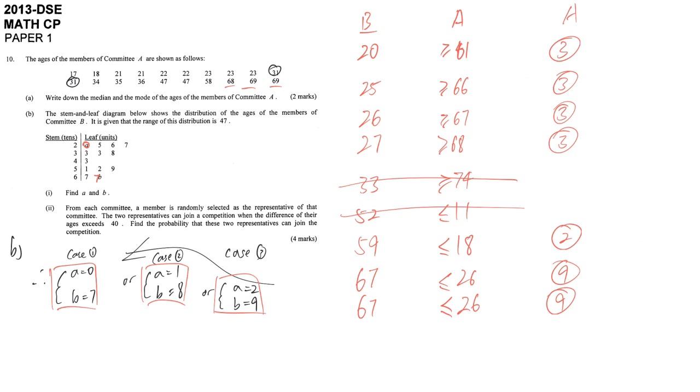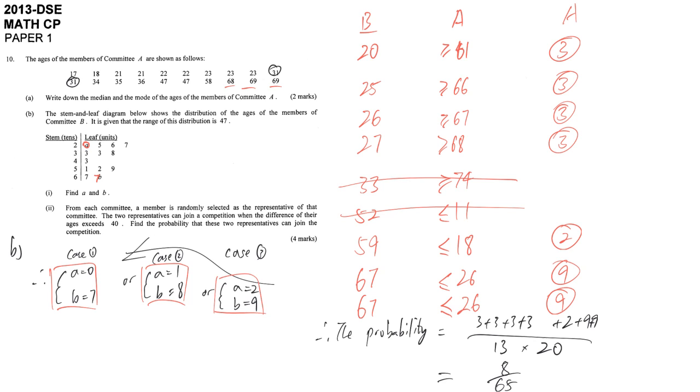So therefore the probability is equal to 3 choices plus 3 plus 3 plus 3, and then for another side we have 2 plus 9 plus 9. And then how many combinations? In committee B we have 13 choices, and then for each choice in committee B we have 20 choices in committee A. So that's our answer, 8 over 65.